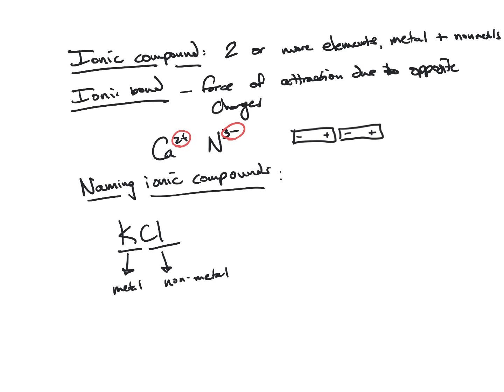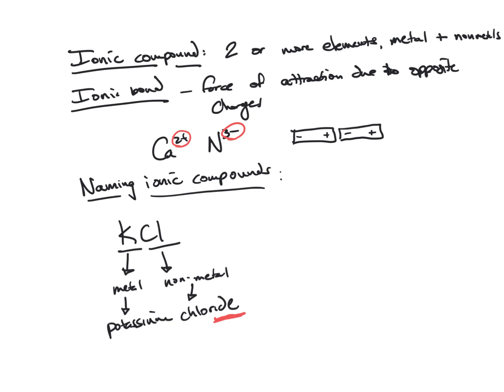When we go to name this, remember these are being held together by opposite charges, they're ions. We're just going to call the metal potassium. And our nonmetal, remember, also going to have a charge, held together by opposite charges. We're going to add that IDE ending. We're going to call this compound potassium chloride with that IDE ending. So that's the name of this ionic compound.